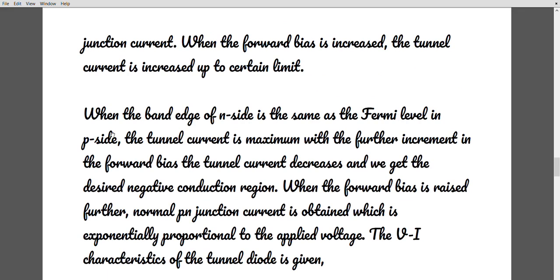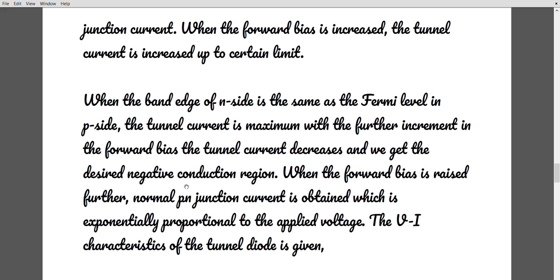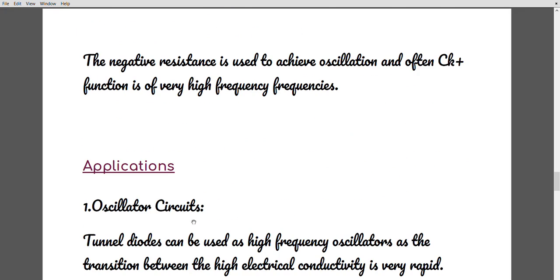When the band edge of the n side is the same as the Fermi level in the p side, the tunnel current is maximum. With further increment in the forward bias, the tunnel current decreases and we get the desired negative conduction region. When the forward bias is raised further, normal PN junction current is obtained, which is exponentially proportional to the applied voltage. The VI characteristic of the tunnel diode is given. The negative resistance is used to achieve oscillation, often at very high frequencies.